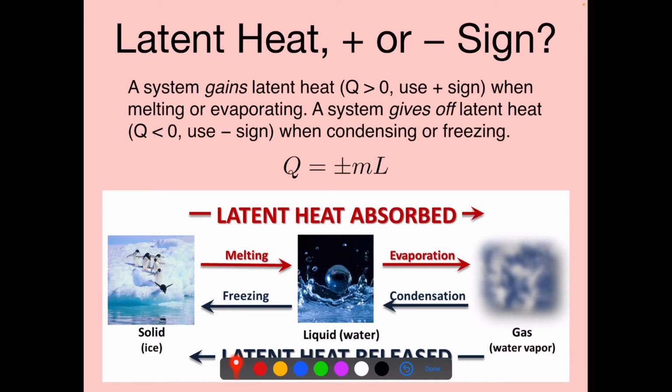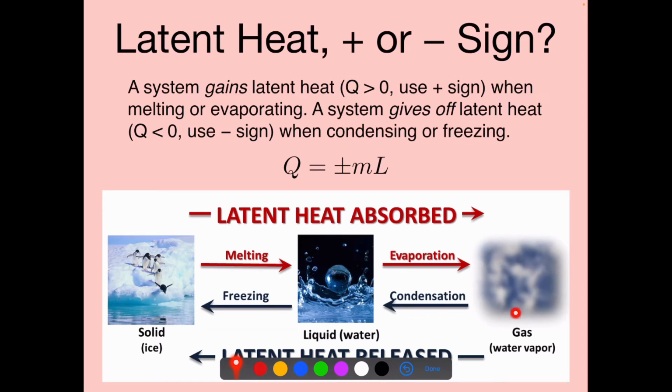And by the same token, if we're evaporating, if we're going from the liquid phase to the gas phase, again, the system is going to have to take in some latent heat. So Q is positive over here. On the other hand, if your system is giving off the latent heat, if Q is negative, that's going to happen whenever you're condensing or freezing.